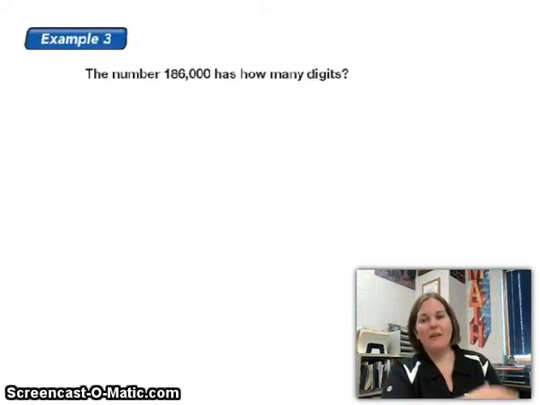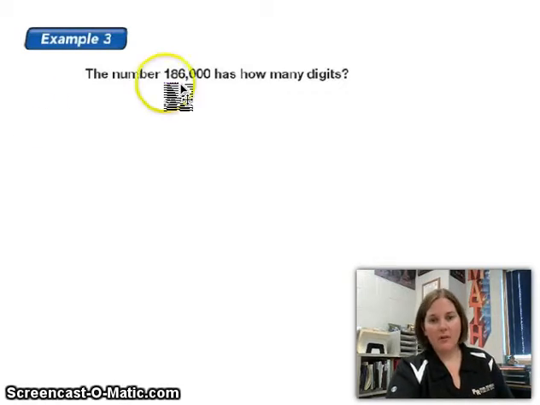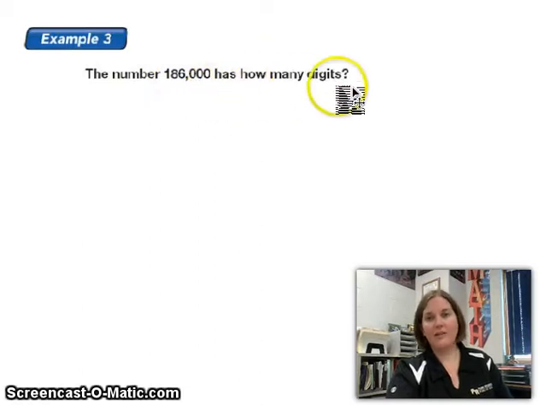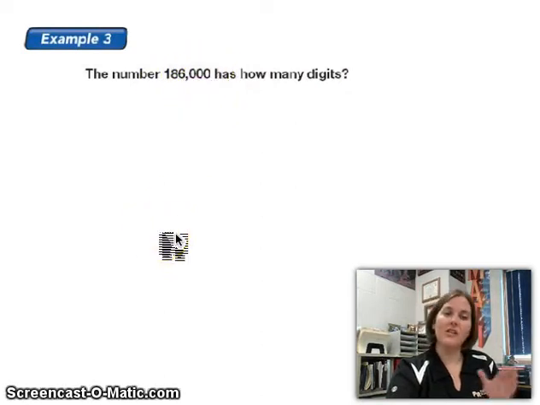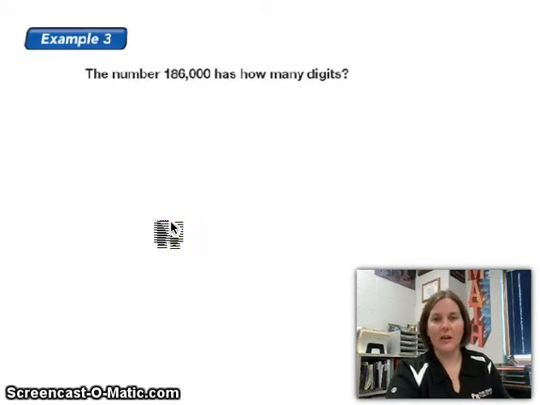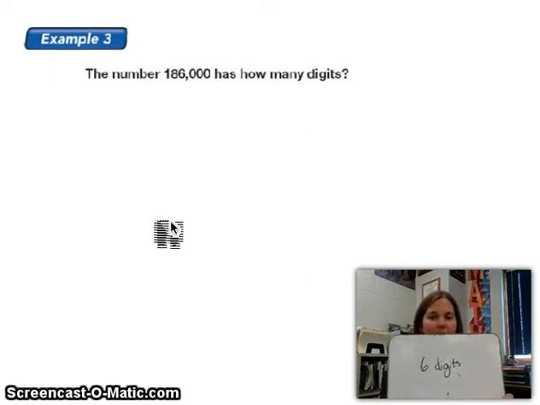Example 3 gives us a number and asks us how many digits are in this number. In class, I would normally ask who knows how to read this number correctly. So you can look at the number and think about it. And if we read this number correctly, we would say 186,000. To answer the question, how many digits does it have, we need to see how many digits there are. So we take a look. 1, 2, 3, 4, 5, 6. And even if a digit is repeated, we still count that as another digit, okay, because it's shown up and used in the number. So to answer this question, we would just write that it has 6 digits. Okay.